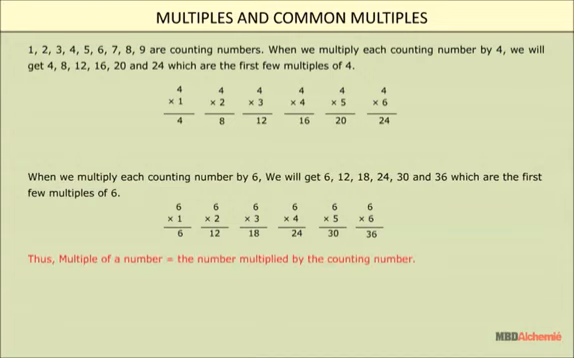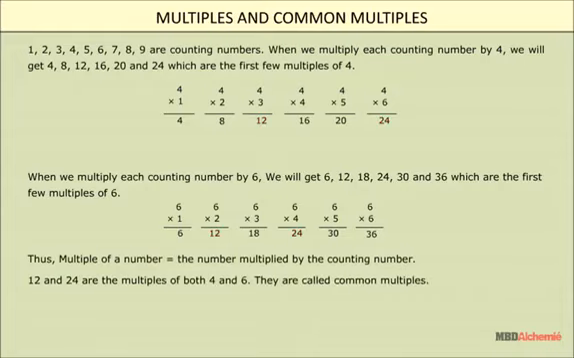Thus, a multiple of a number is equal to the number multiplied by a counting number. 12 and 24 are the multiples of both 4 and 6. They are called common multiples.